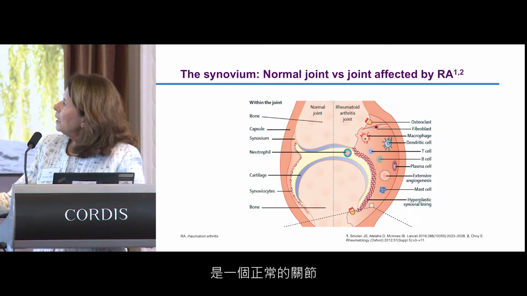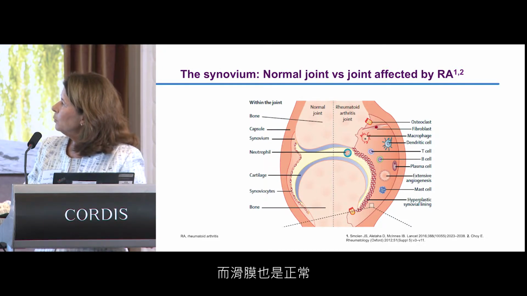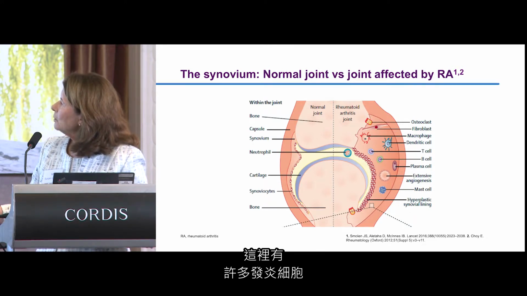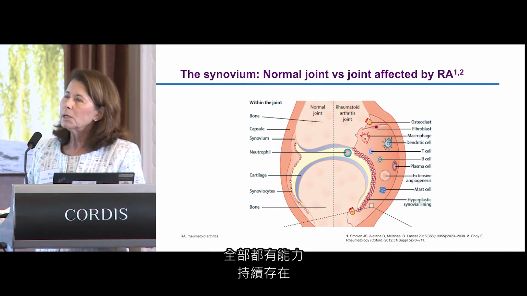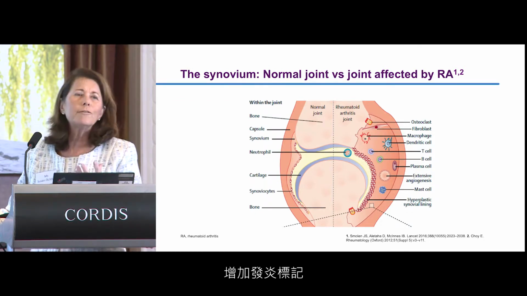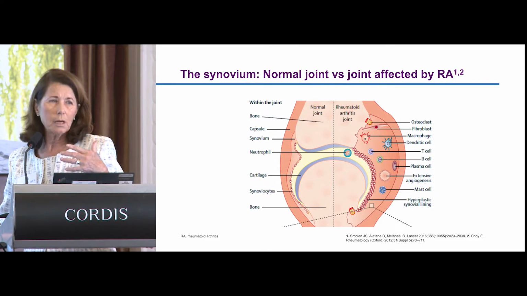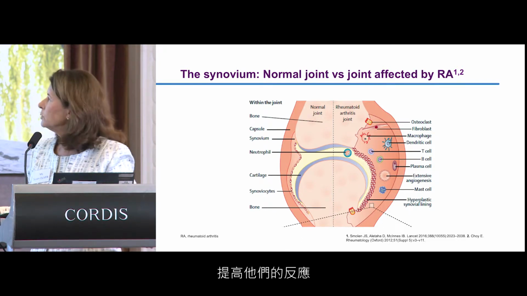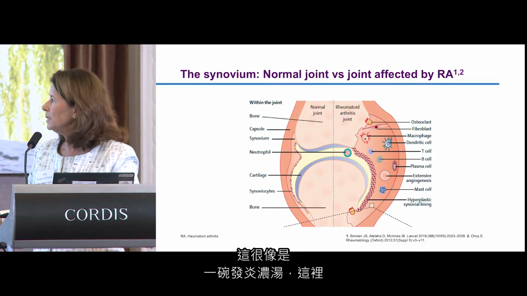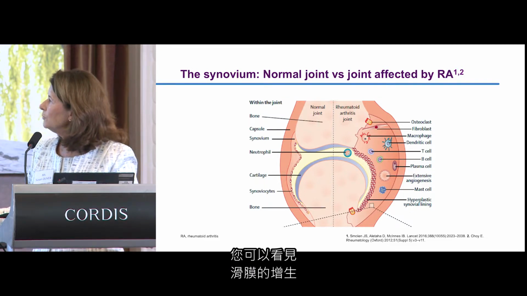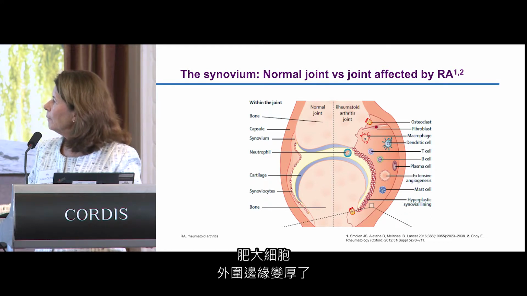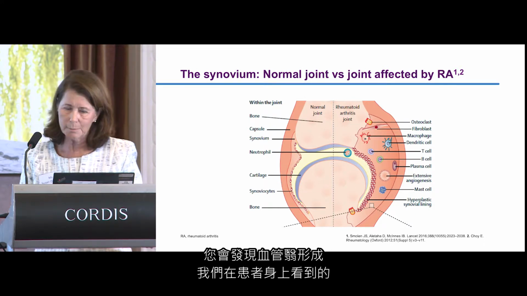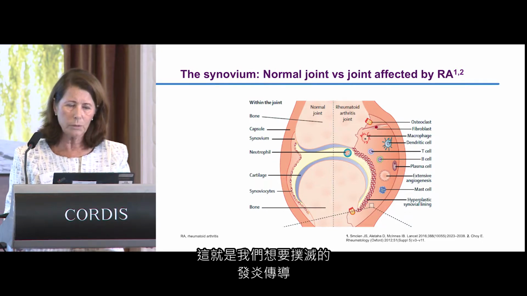And then if we look at this picture, the left-hand side as I'm looking at it is a normal joint, and the synovium is normal there. And if we look at this side, you can see that there are many inflammatory cells here. All of these have the ability to perpetuate and increase the inflammatory markers. They are talking to each other with these little cytokine messages, increasing their response. It's really like an inflammatory soup, this side. And here you can see the proliferation of the synovium, and the mast cells, and the lining becomes thicker, and you get the pannus formation that we see in patients. And that's the inflammatory cascade that we want to damp down.